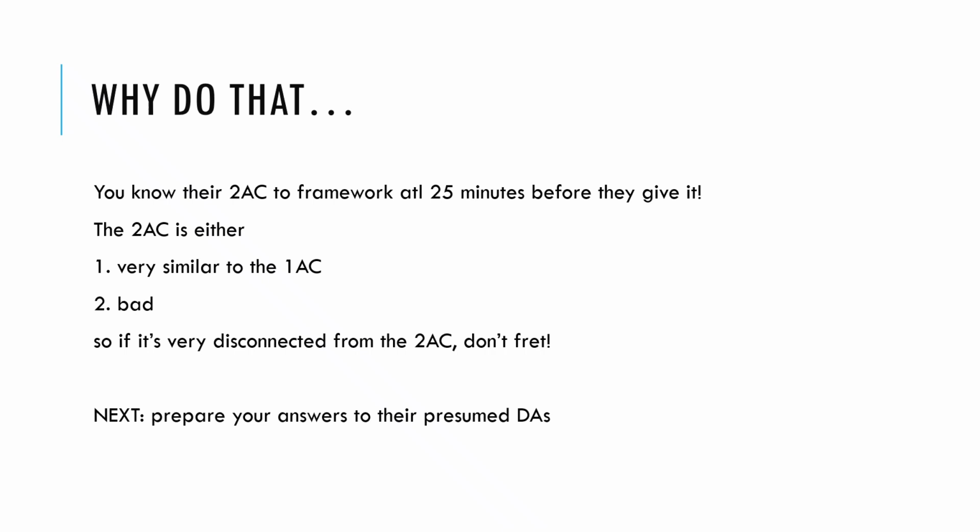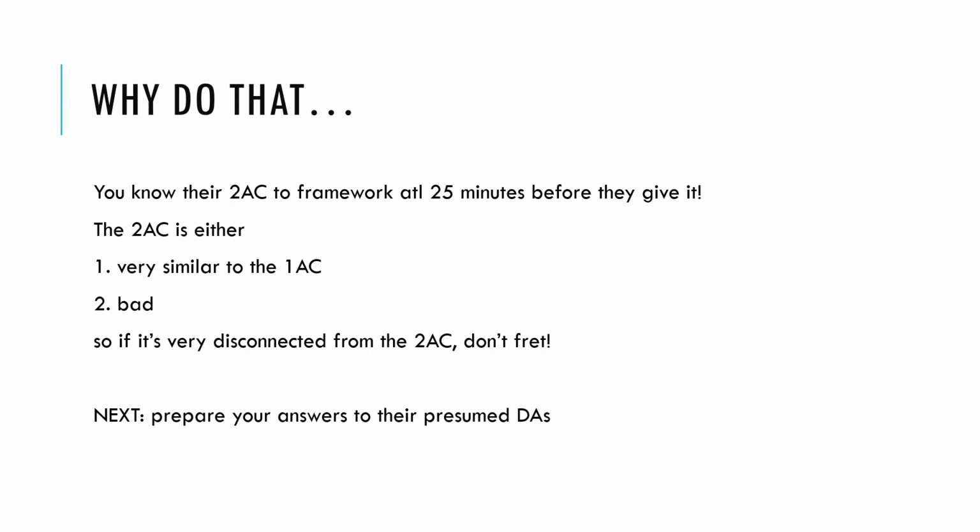Okay, so why do you do that? If you get good at doing this, you will basically know a K team's 2AC to framework 25 minutes before they give it. So if we imagine in the 5 minutes it takes to get the pairing, walk to your room, open up their wiki, and open up a speech doc. It took a minute to tilde everything in, so we probably have like 20 more minutes of pre-round. And then we've got a 1AC and a 1NC and some cross-X's.